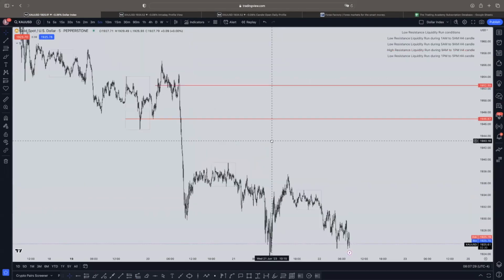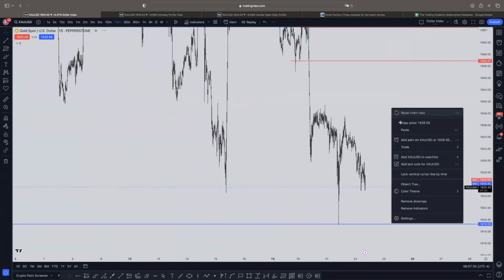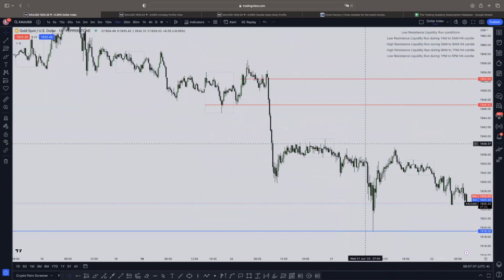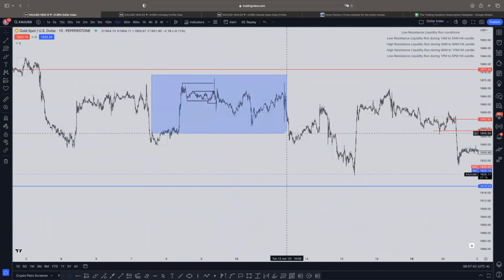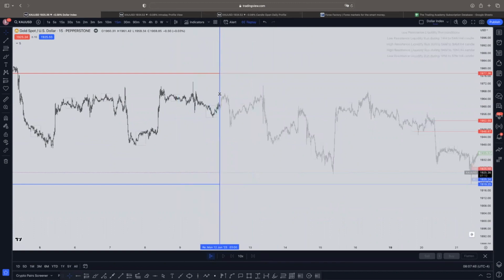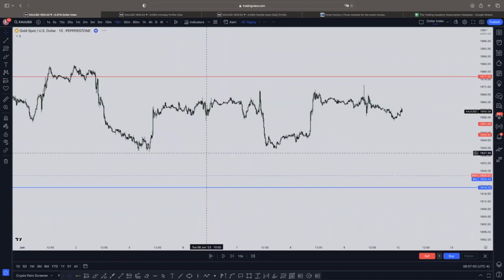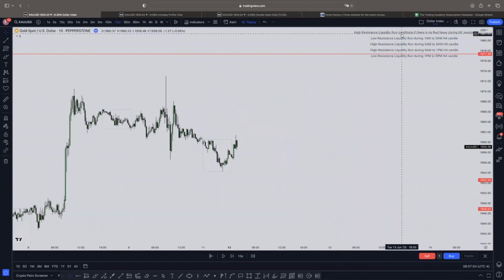I'm assuming you guys can see this. Let me make sure. Yeah, you should be. Let's go to the 15-minute chart. Let's zoom out and go back a bit. Let's say here, for example, replay mode. Look at the top right corner. It says high resistance liquidity run conditions. So mark out the important liquidity pools.